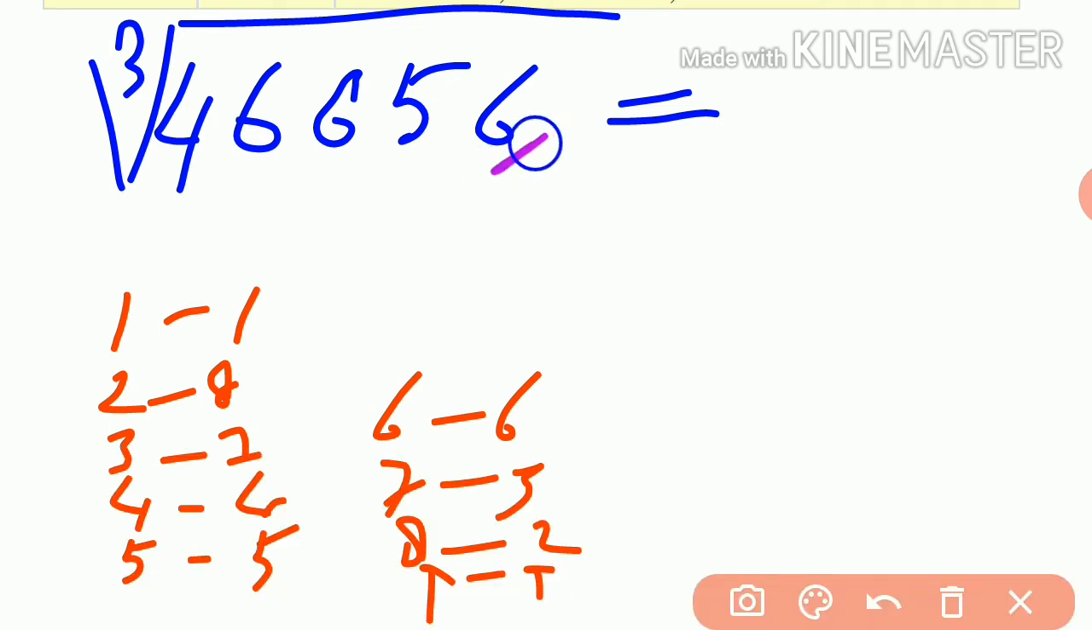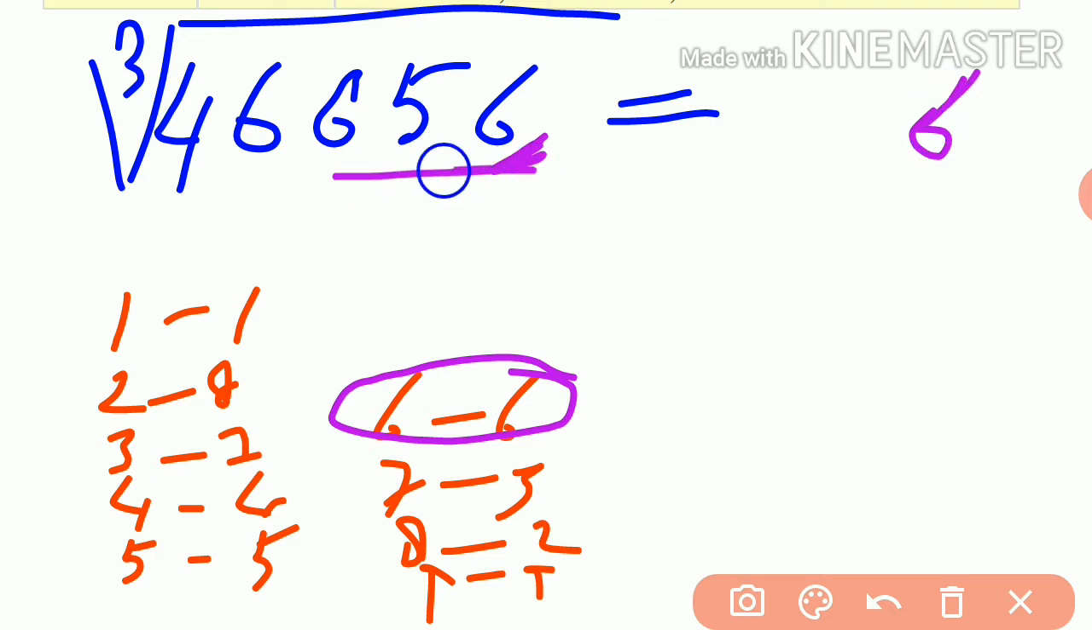Here the units digit of the given number is 6. So 6 corresponds to 6. We will write 6 here and leave the last three digits. Then here is 46. Between which numbers does 46 lie? So we will check here.